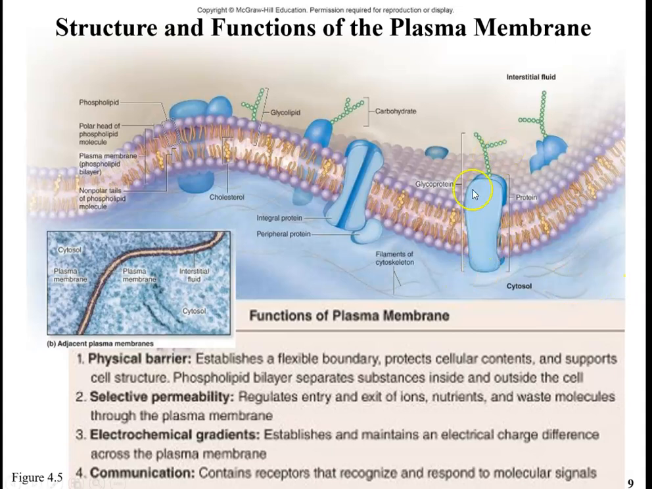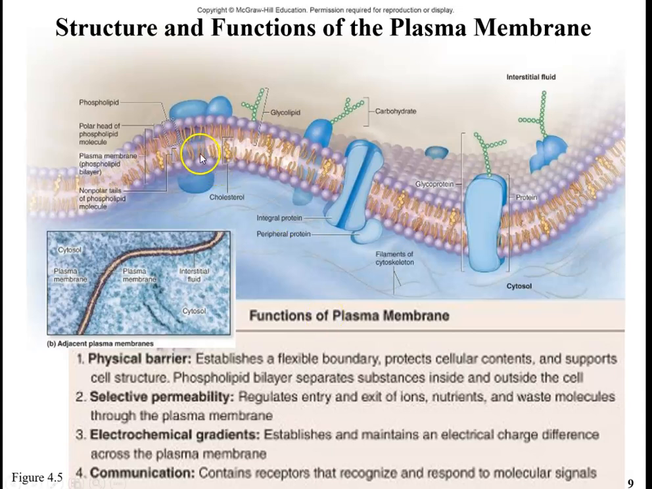So here's a diagram showing you the structure and functions of the plasma membrane. Right now it acts as a physical barrier. It establishes a flexible boundary, protects cellular contents, and supports cell structure. The phospholipid bilayer separates substances inside and outside the cell.